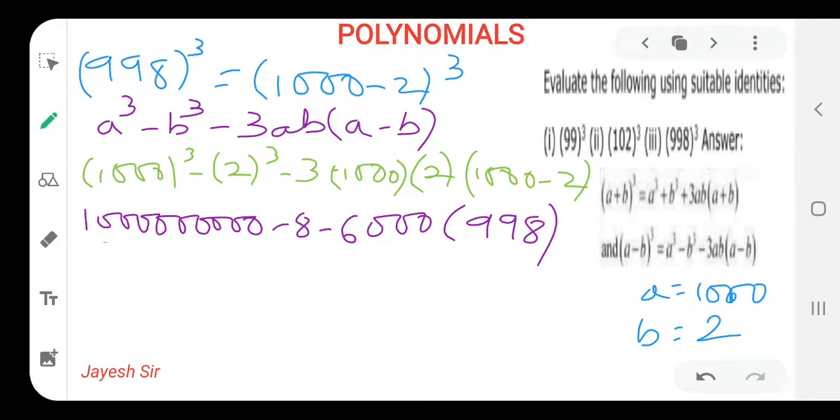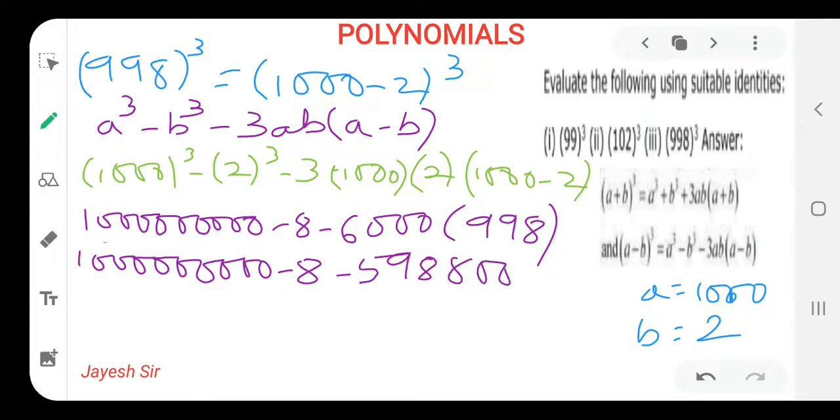6000 into 1000 we will do. Then what will we get? 60 lakhs. 60 lakhs minus 12,000. So 60 lakh minus 12,000 would be 59 lakh 88,000. That we can do by mental math only. So in this type of sum, mental math is more required. 59 lakh 88,000, we will get it as our answer.